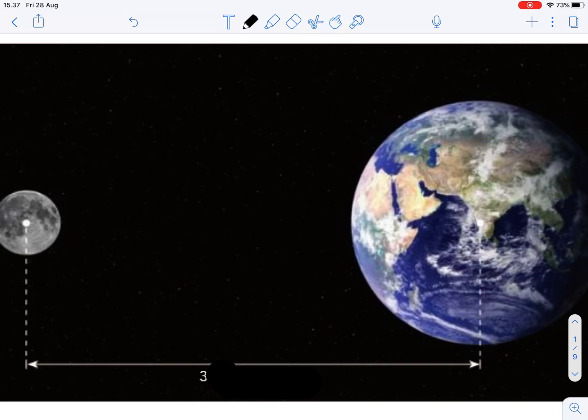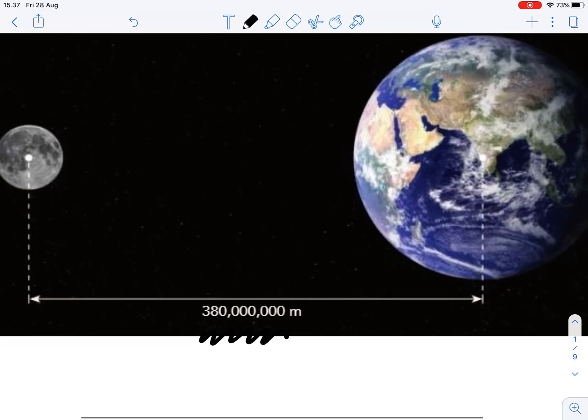Can you guess how far the Earth is from the moon? 380,000, 380 million? You think it's bigger than that? Oh, 380 million meters away. Again, a pretty big number. You can actually pronounce that one. That's a long distance.